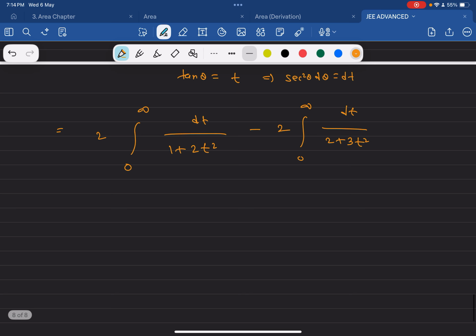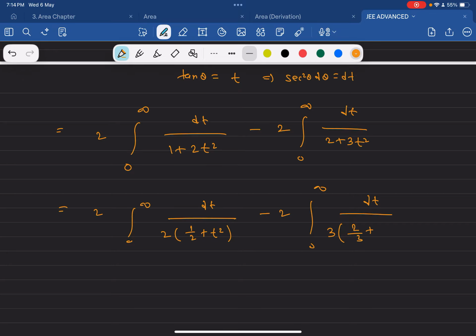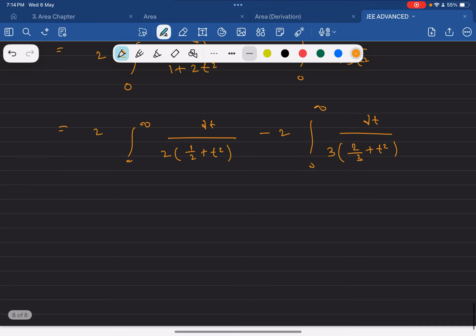Correct? I can take 2 common. If I take 2 common, so 0 to infinity dt upon 2 times of, it will be 1 by 2 plus t square, and minus 2. Same process here, but I have to take common 3. So this will be 3, so this will be 2 by 3 plus t square. Correct or not? So what we got here, I can write, 2 and 2 will be cancelled out.